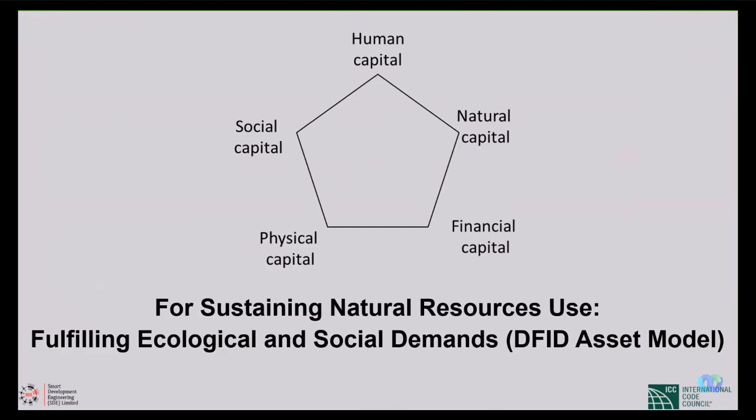Next one is a little bit complicated, but let's say in the world the capital is split into five major categories. Here is human capital. Human capital is the biggest resource, the biggest capital. It is very difficult to give a monetary value to it. What is the value of a life? No one knows. Everybody can guess.